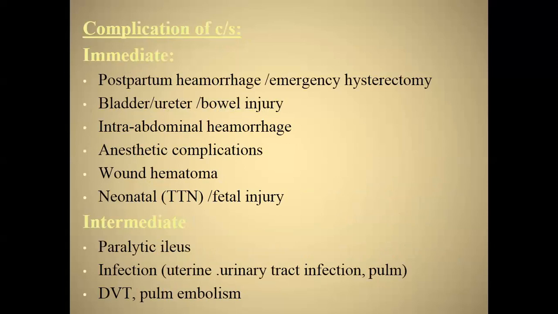The complications of cesarean section: we have immediate complications, for example postpartum hemorrhage, which may sometimes need emergency hysterectomy if you did not control it intraoperatively or in the first few hours post-operatively. Bladder, ureteric or bowel injury, as we mentioned, if she had any adhesions. Intra-abdominal hemorrhage is also important, so that's why we should check vital signs post-operatively and abdominal distension. Anesthetic complications as in any other operation. Wound hematoma can also occur, and neonatal transient tachypnea.